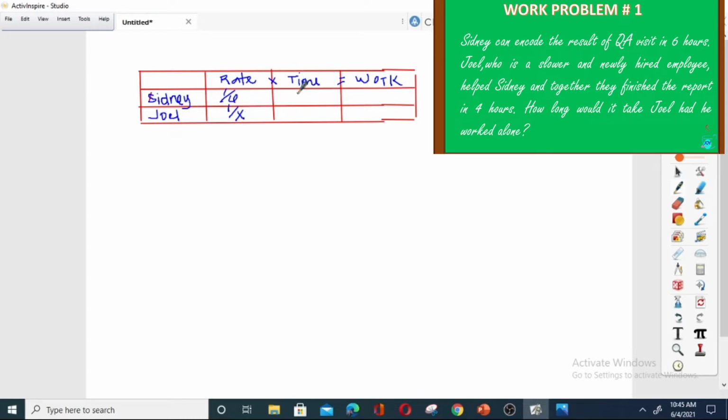And since they work together, their time is the same, 4, and this is also 4. To get the work, just multiply rate and time. So 1/6 times 4 is 4/6. Simplifying, the common factor is 2, so this is 2/3. And then 4/x for Joel.